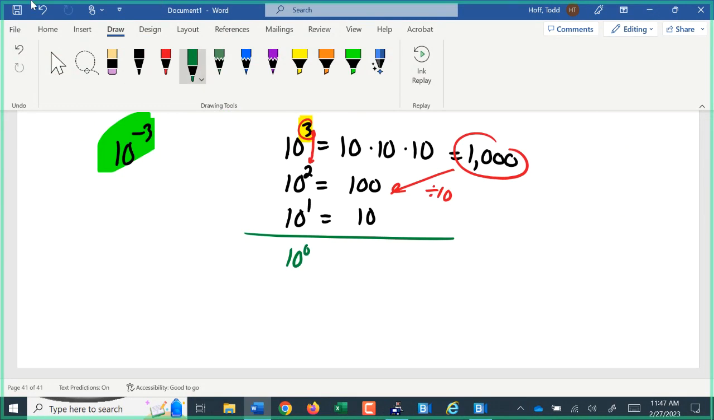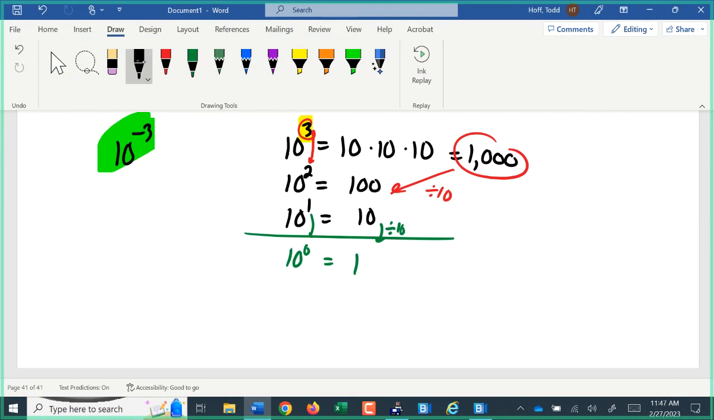For 10 to the 0, we've reduced the power by 1. We have to divide this by 10. 10 divided by 10 is 1. And we've mentioned this before. Anything to the power of 0 is 1.